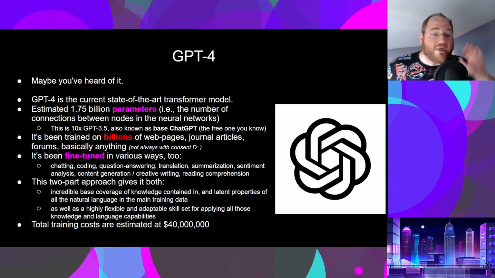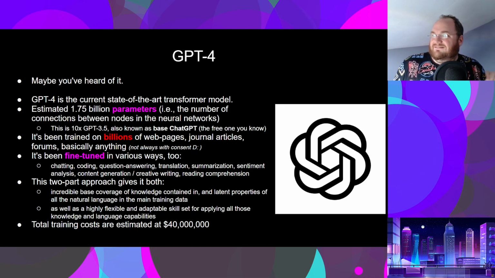GPT-4 has been trained on billions of web pages, journal articles, forums, anything, not always with consent. OpenAI has a lot of explaining to do overall, but it's also built this tool. So, huge data set for its base training, right? I just always refer to it as it ate the whole internet, right? Then it's been fine-tuned in a bunch of ways that allow it to achieve things that are kind of wild.